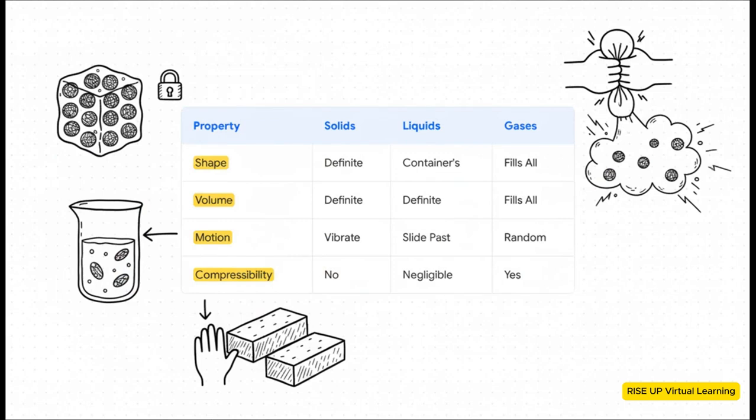Okay, lightning round review. Solids, they have a definite shape and volume because their molecules are stuck in place. Liquids, they'll take the shape of their container, but they still have a definite volume. And gases, total rebels. They take the shape and the volume of whatever you put them in. And check out compressibility. You can't really squash a solid or a liquid, but a gas, all that empty space between molecules means you can totally compress it.